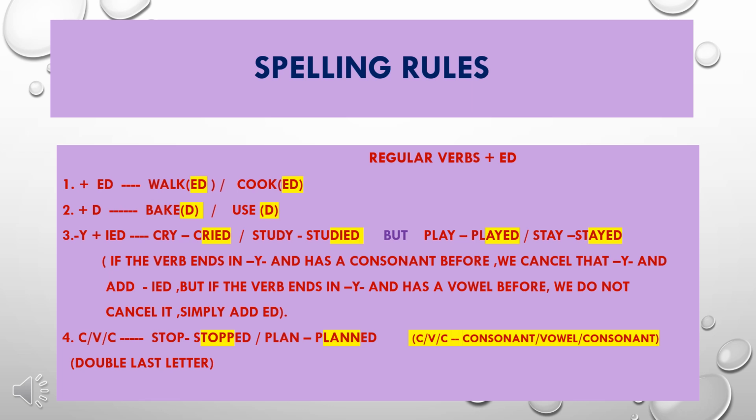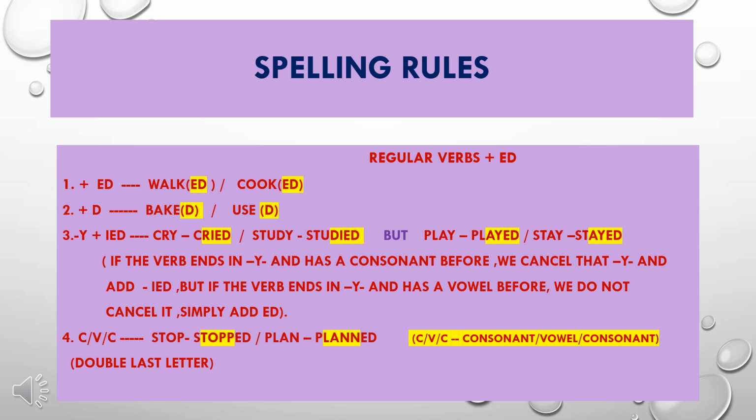But when the verb ends in y and has a consonant before it, consonant means anything that's not a vowel. Vowels are a, e, i, o, u, and a consonant is anything else but those vowels. So we cancel the y and add ied, like in the example. Cry, cried. Study, studied. But if the verb ends in y and has a vowel before it, we do not cancel it. We simply add ed. For instance, play, played. Stay, stayed.